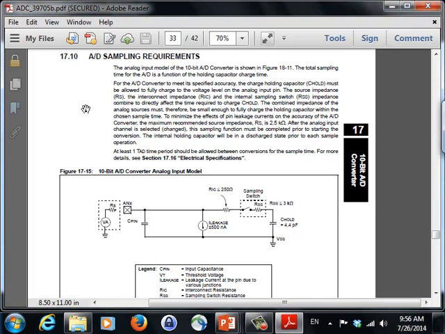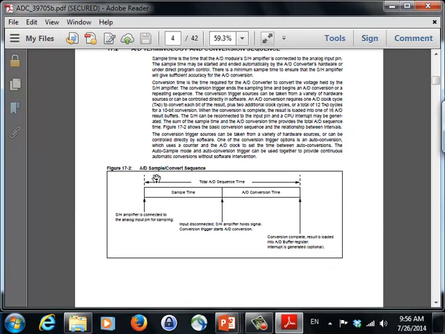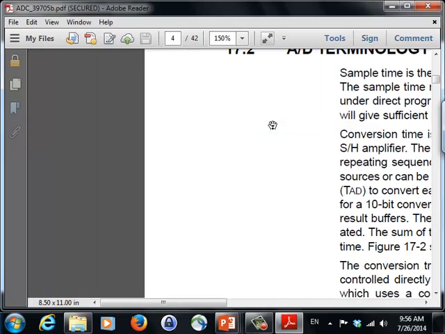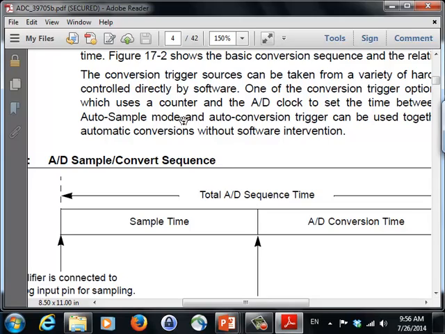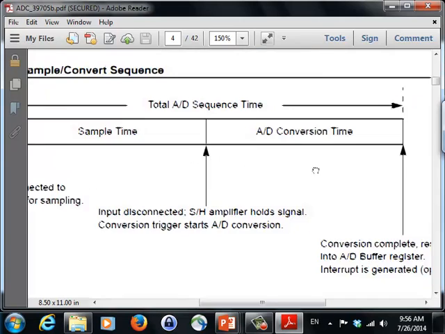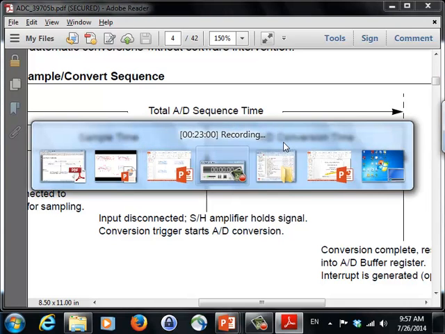So here on the manual on page 4, and by manual I mean the chapter 17 that talks about A to D conversion. So here you can see that it says sample time. This is the time that is needed for basically putting charges on an internal capacitor, and this is the A to D conversion time that PIC uses to do the conversion. So more details about this will come later.